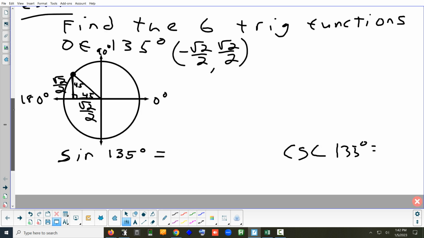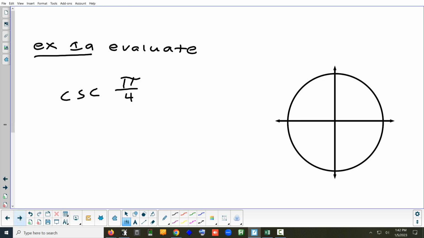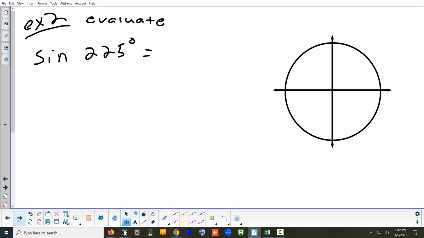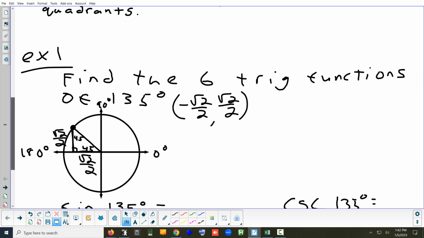So let's go all 6. Yep, it's all going to be the same. Flip, what quadrant is it? I'm not going to go through all 6 after this one. I'm going to pick one trig function because that's how it's going to be on the test. So we're only going to do one. For this one, I'll do all 6.